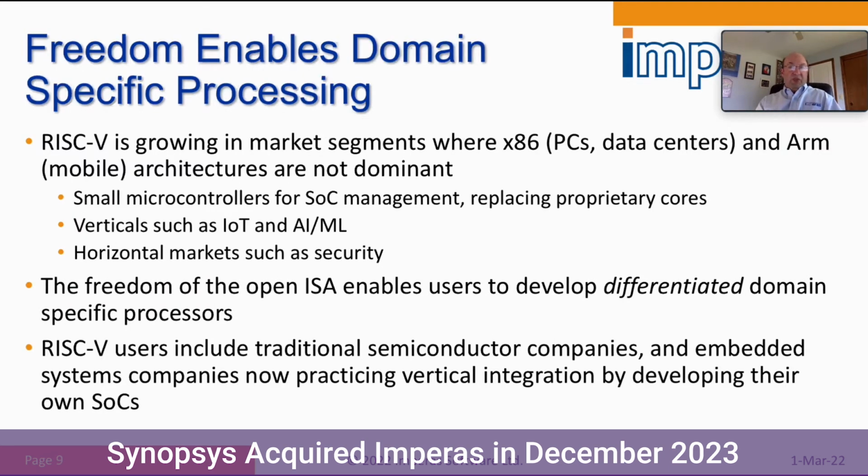That freedom enables domain-specific processing. RISC-V is growing in market segments where x86 and ARM are not dominant. This can be small microcontrollers for SoC management, replacing proprietary cores, doing things, for example, like power management, or you might see the RISC-V cores on NVIDIA or Imagination GPU arrays, where they're actually managing the array of other processors. We're also seeing RISC-V in verticals such as IoT and artificial intelligence and machine learning.